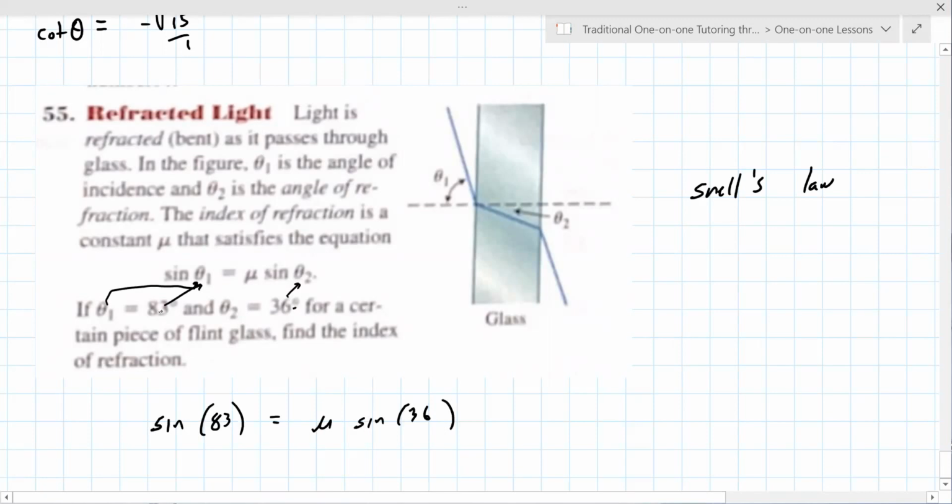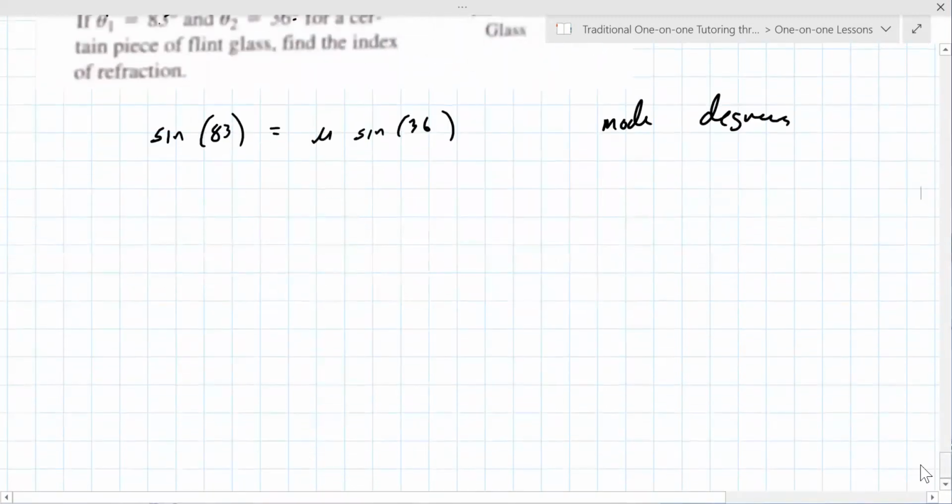Now these are in degrees, and you want to make sure your mode in your calculator is in degrees. It's very important to always think about that when you're doing a calculation, because you can get the wrong number, and it might even appear right. There's no context. So here they're just asking you to solve for mu. Mu is the sine of 83 over the sine of 36.